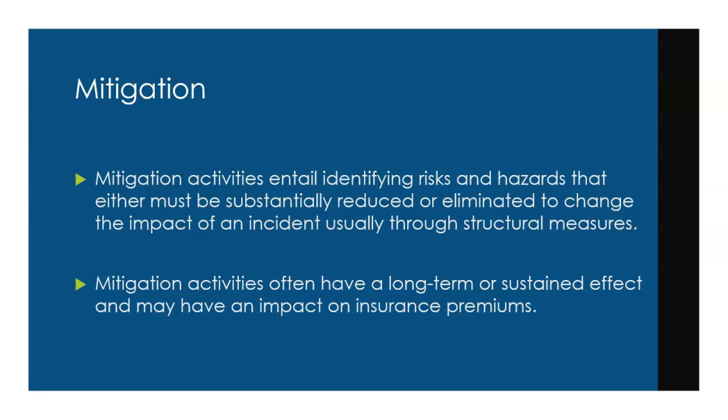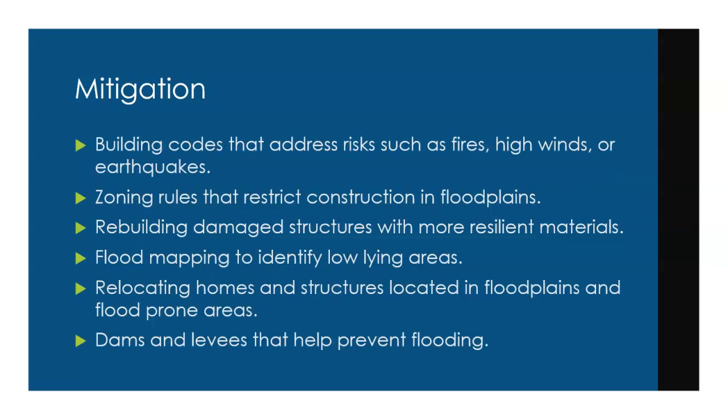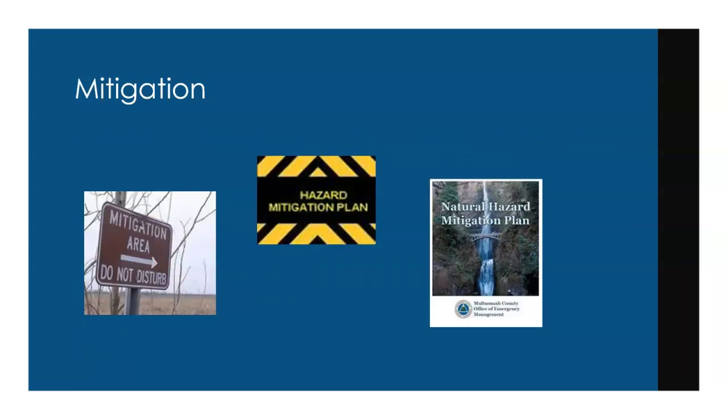So as I was talking about a minute ago, how things could go on at the same time. You could be building these mitigation processes and still respond to events and other things going on. Good. So we're talking about building codes, maybe zoning rules that restrict floodplains, rebuilding damaged structures with more resilient materials, flood maps that identify low-lying areas and then not allowing people to build in those areas, and then maybe relocating people and homes out of floodplains and flood-prone areas. And a minute ago, I just talked about dams and levees that help prevent flooding. So just a little process here. We're looking at areas that talk about hazardous mitigation.